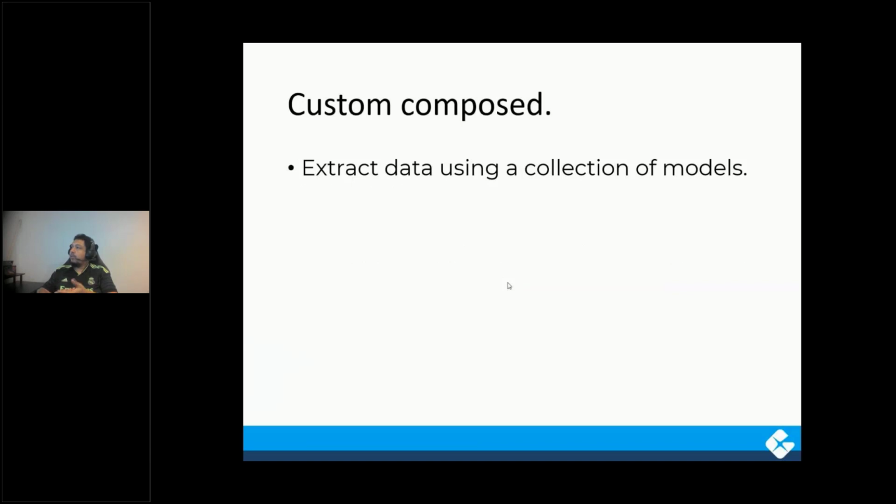And then custom compose, so this extracts data using a collection of models. So if you have two custom models, for example, you can combine those into a composed model so that you only do one API call instead of calling those two different models.